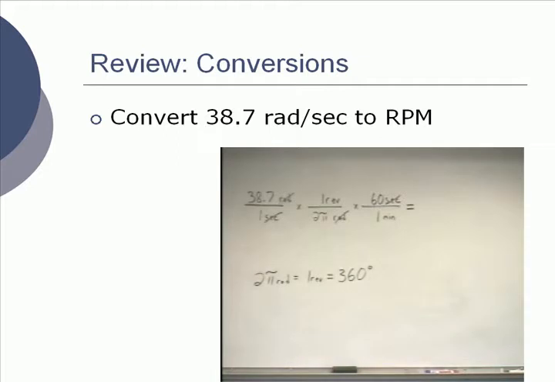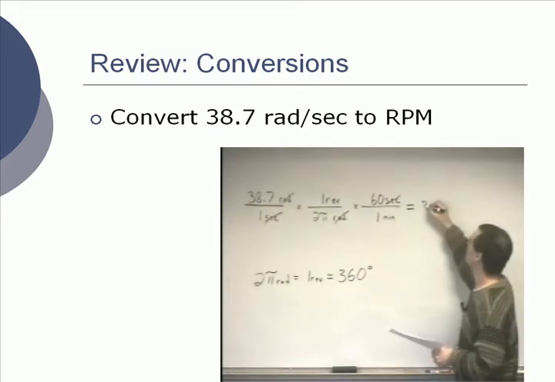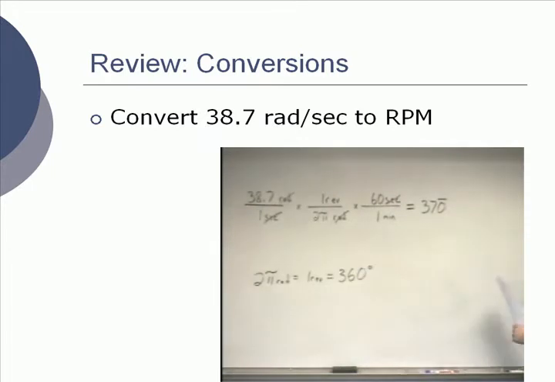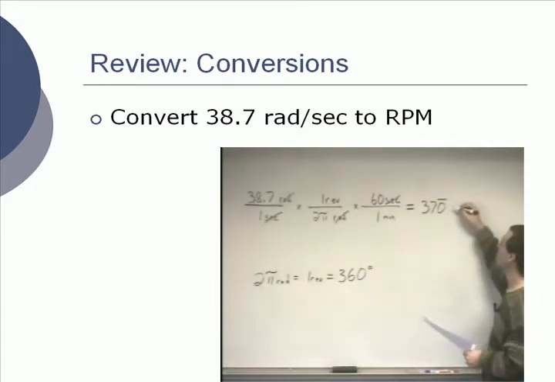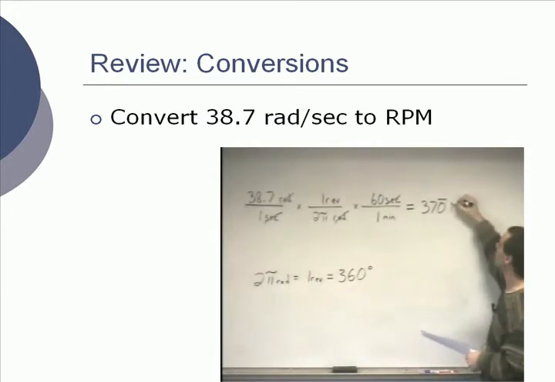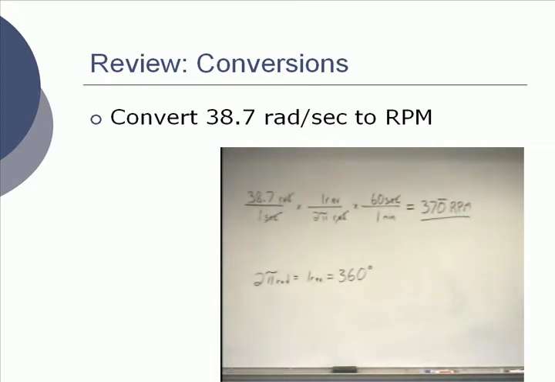Now if you convert that, multiply it out, you will end up with, we can keep 3 sig digs. These are exact conversions. We can keep all 3 sig digs and we get 370. Put a line above that 0 to show that that unit is significant. It's not really wrong if it's not there, but good practice. And the units are RPM. We're done. So it turns about 370 times per minute.